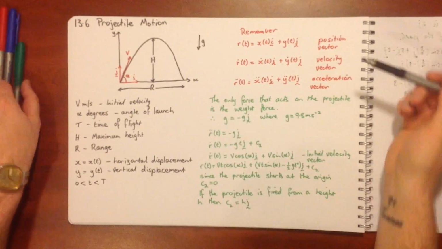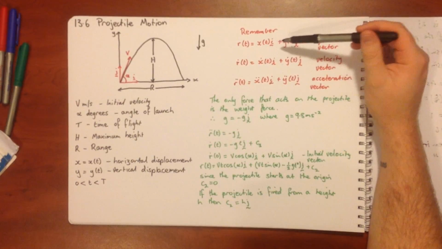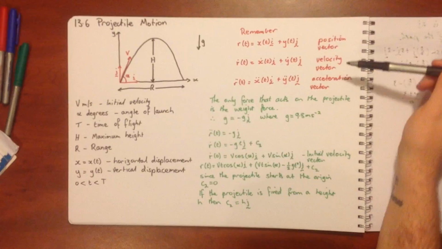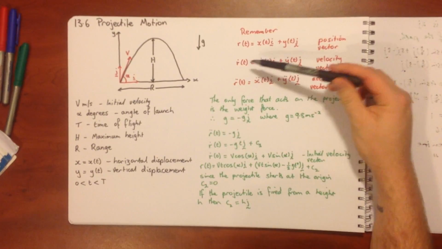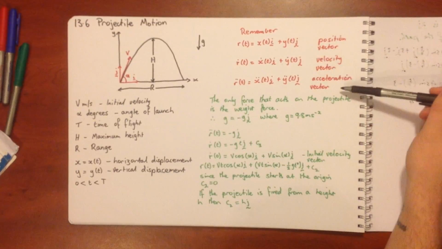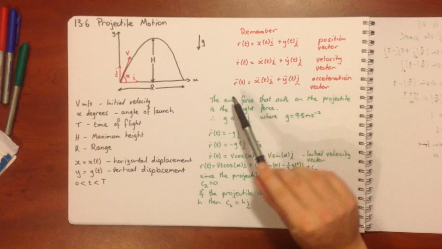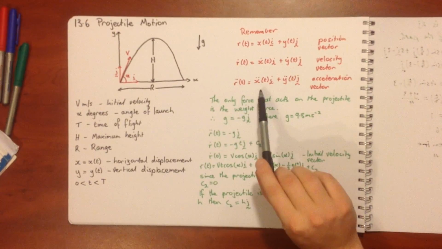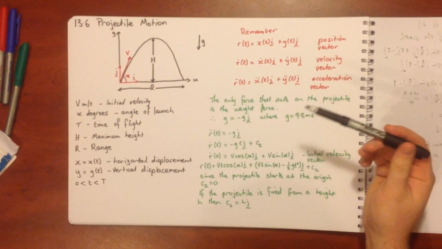We've got a couple of things to remember. Our position vector is given by r of t equals x of t i plus y of t j. Our velocity vector is the derivative of our position vector, r dot of t equals x dot of t i plus y dot of t j. Our acceleration vector is the derivative of our velocity vector, r double dot of t equals x double dot of t i plus y double dot of t j.